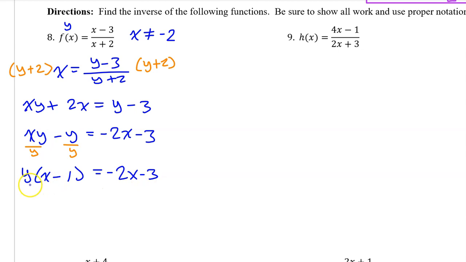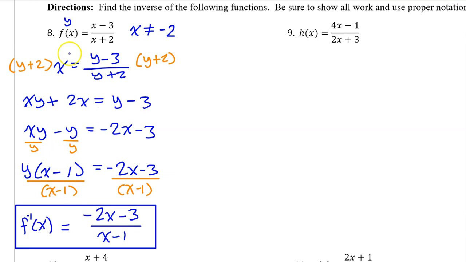Now we can get y completely by itself by dividing both sides of the equation by x minus 1. So if we divide by x minus 1 on the left and on the right, these will cancel out and we will be left with the final answer. Since the original function was called f of x, we should call the inverse f inverse.